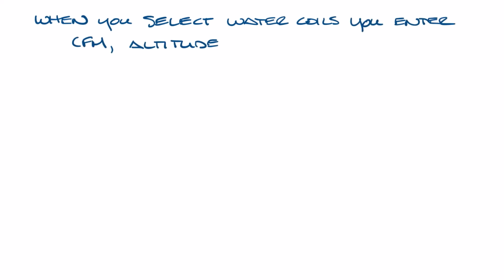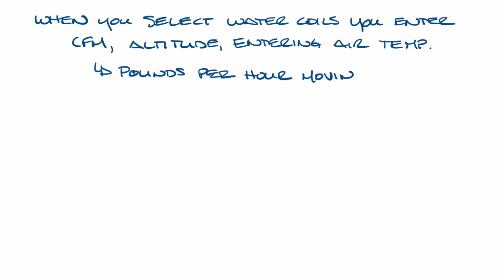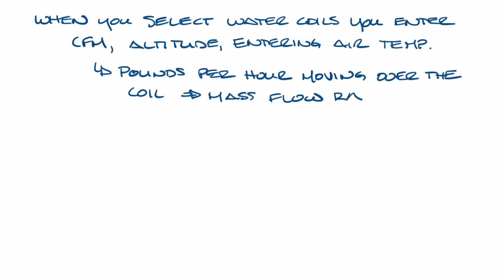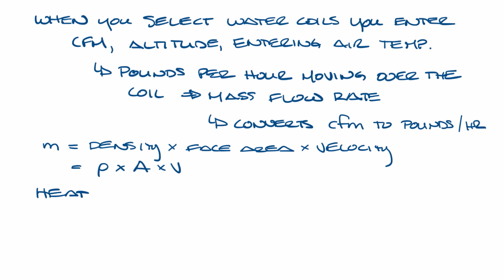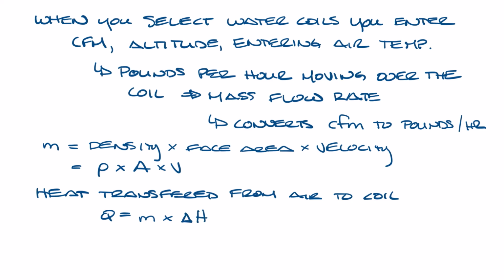When you select water coils in a selection program, you enter the CFM and altitude and enter an air temperature. The calculation isn't just using the CFM for its calculations. It's really looking for pounds per hour passing over the coil, called the mass flow rate. To get this, it converts CFM to pounds per hour, where the mass flow rate, m, equals density times the face area of the coil times the velocity of the air moving over the coil face. So m equals rho times A times V. And then to calculate the heat transferred to the air from the coil, Q equals m times delta H, which is the change in enthalpy.